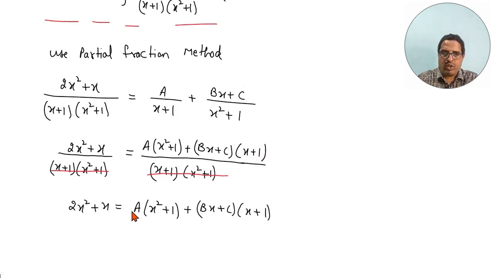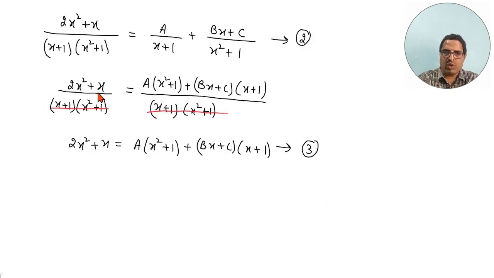We need to find the values of a and b, and after finding them we need to plug the values of a and b into this equation. Let us take this as equation number 2, and this as equation number 3. To find the values of a, b and c, let us make some substitution. Since you have x plus 1, if you want to make this 0, let us put x equal to minus 1, so that minus 1 plus 1 will be 0, and we can find the value of a.